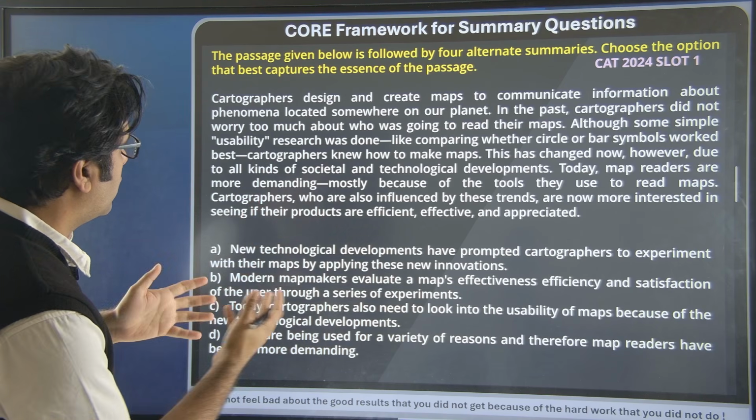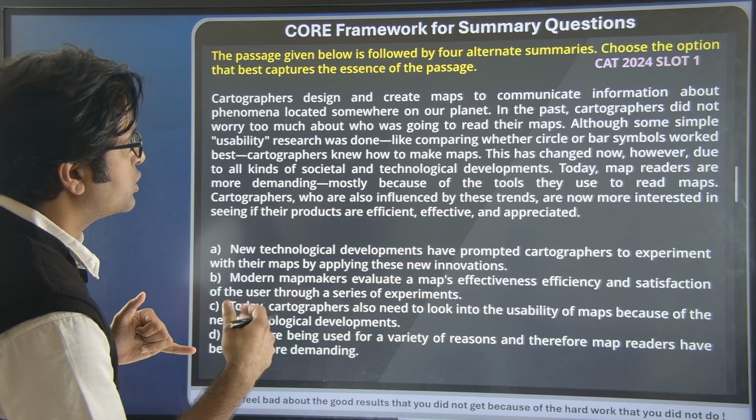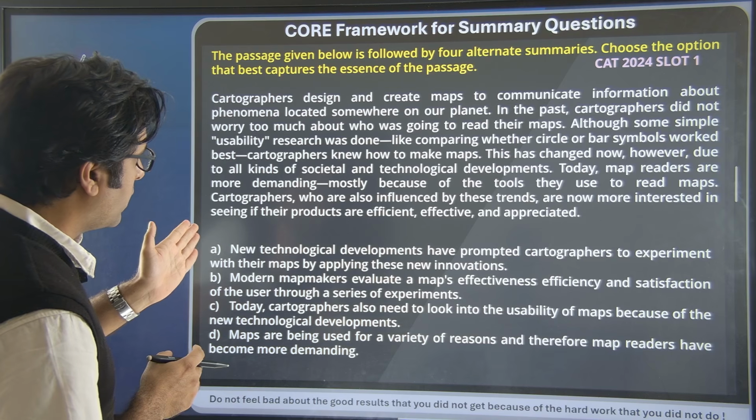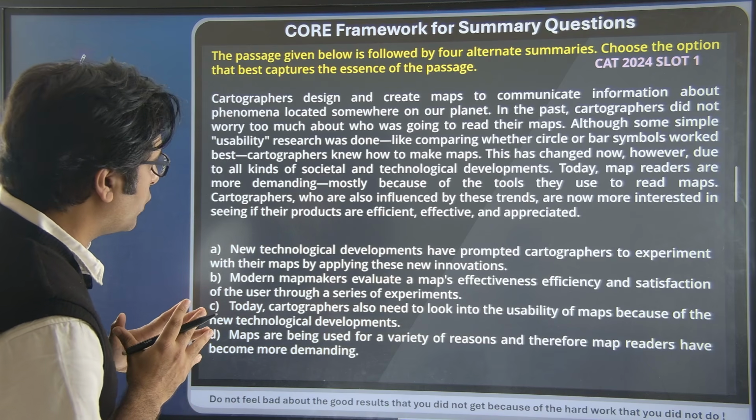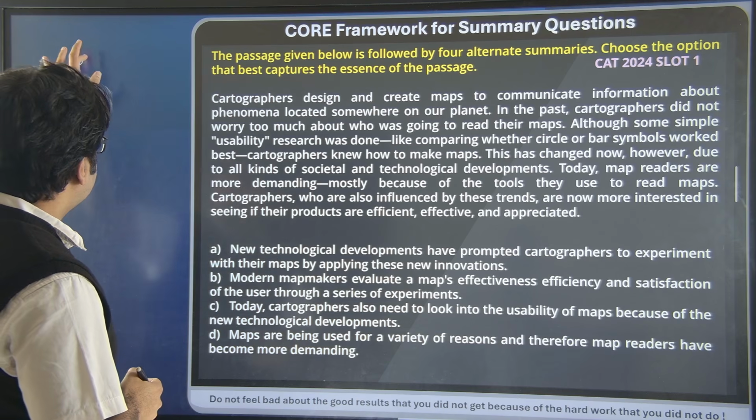This has changed because of some societal and technological developments. Today map readers are more demanding, mostly because of the tools they use. Cartographers are also influenced by these trends and are now more interested in seeing if their products are efficient, effective, appreciated. All right, let's look at the options and quickly eliminate.